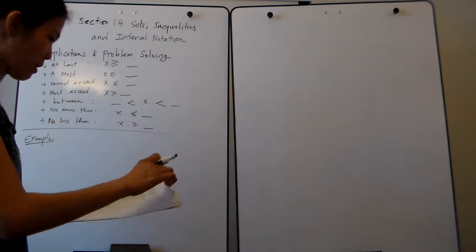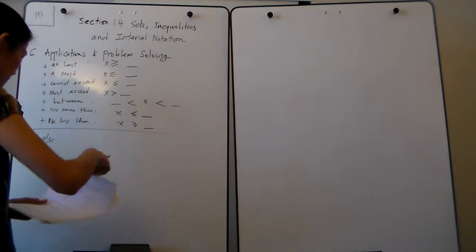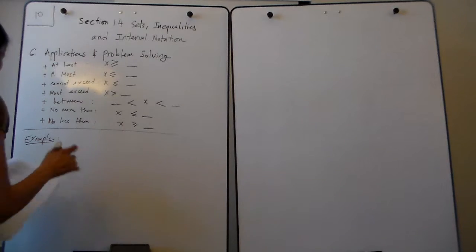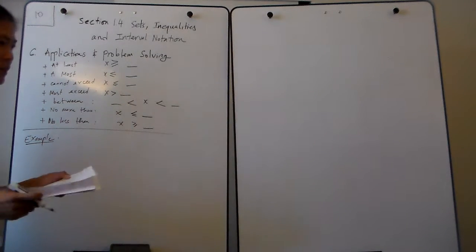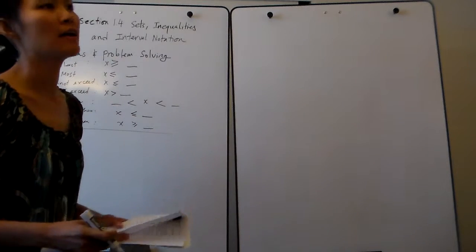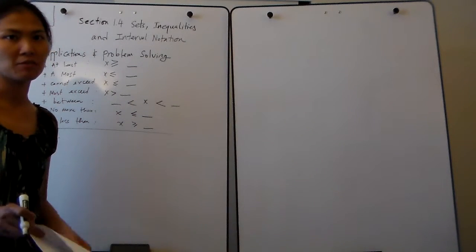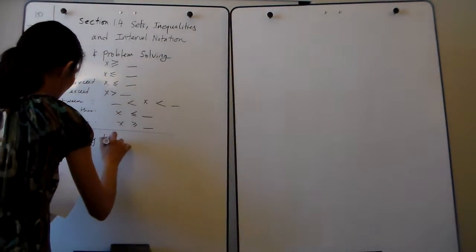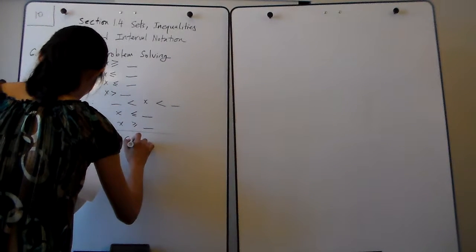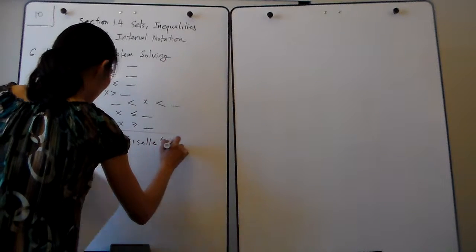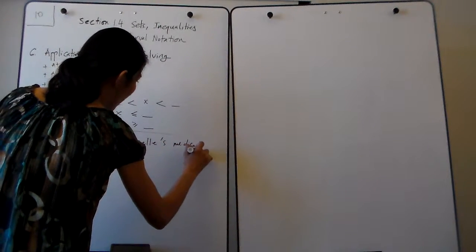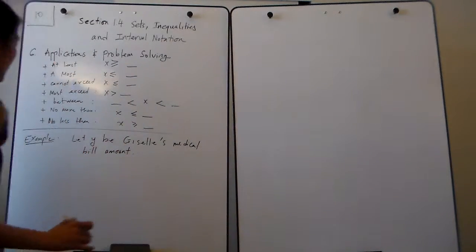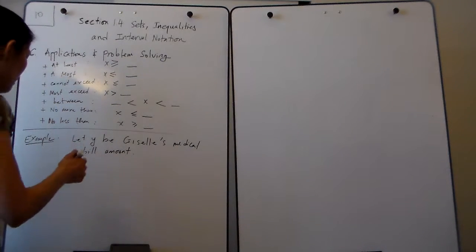So let me write out the summaries of the given. Let's start with, because we are interested in finding how much we can save, right? So how much the bill amount we can save. So let Y be medical bill amount. Okay, so this is the money, the bill amount.